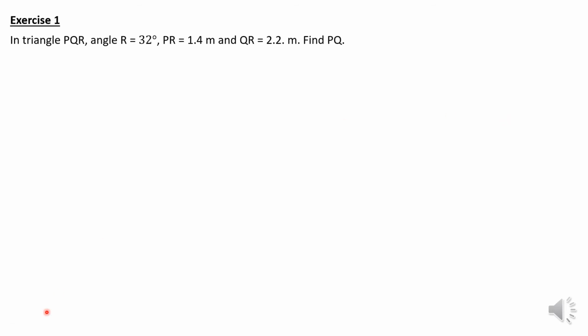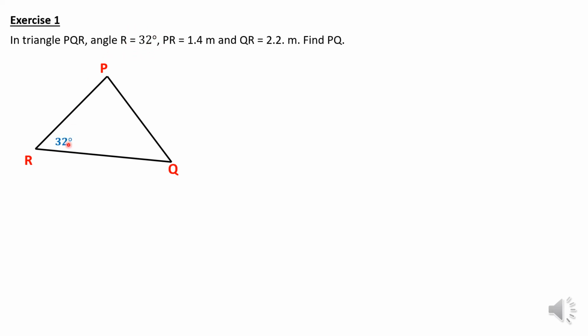So let's bring in an exercise. They are saying here we have triangle PQR. And then they say angle R is 32 degrees, PR is 1.4, and QR is 2.2. Find PQ. You cannot solve this question if you don't bring in a diagram. Just bring in a triangle, it doesn't matter. Then label it. It also doesn't matter how you label it, clockwise, anti-clockwise, where you start. Now, just bring in the information.